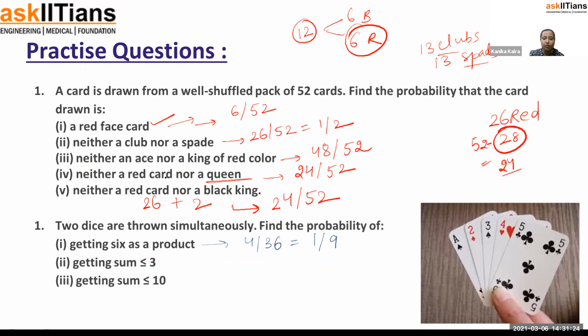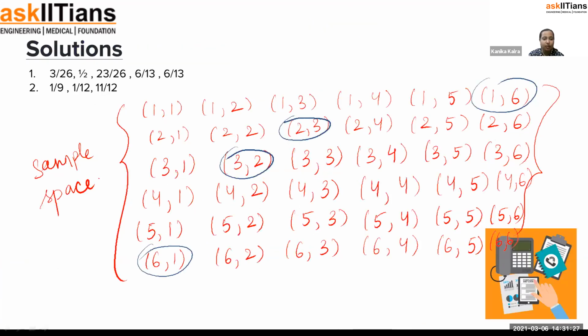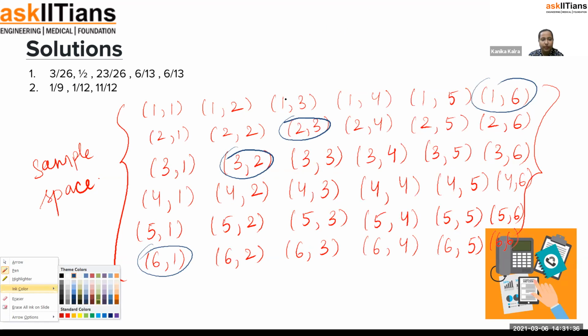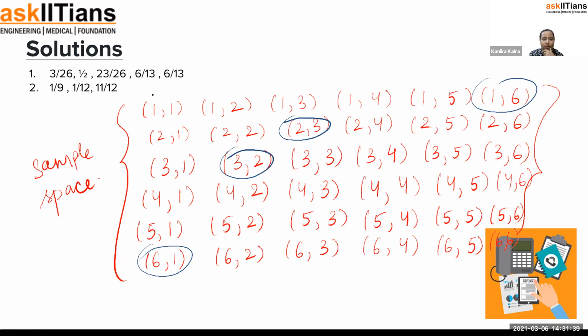Next is getting a sum less than or equal to 3. Less than or equal to 3. So let's figure out less than or equal to 3. So this is 2. Yeah, these are the only possibilities which have the sum less than or equal to 3. So that's 5 over 36.